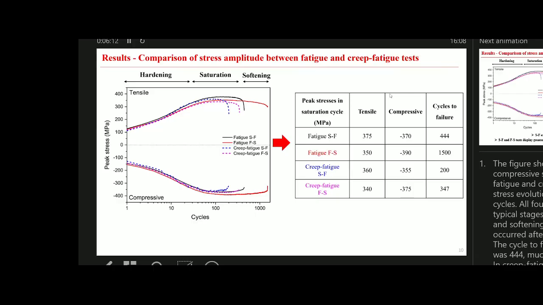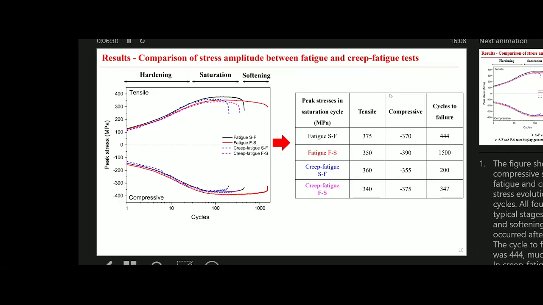And then let's look at the cycles to failure. From the result, we can clearly see that when the SF waveform was used, it has a relatively lower fatigue life compared to the FS in both fatigue and creep-fatigue conditions. And then we check the peak stress difference in the saturation stage.